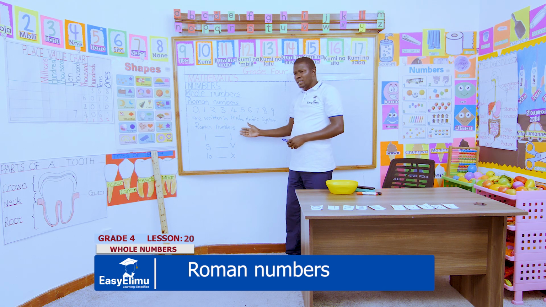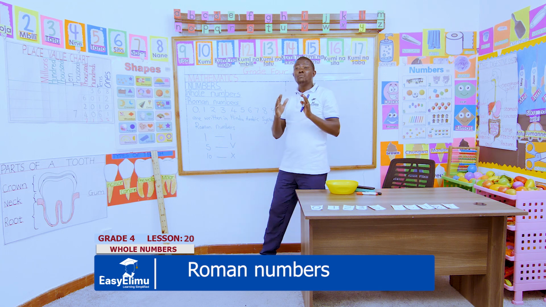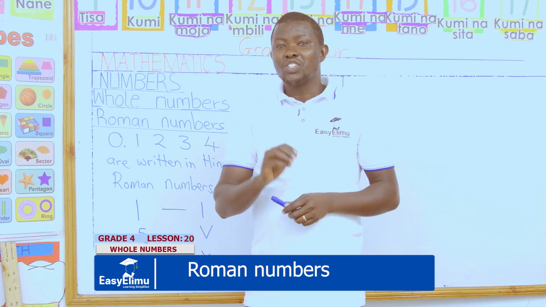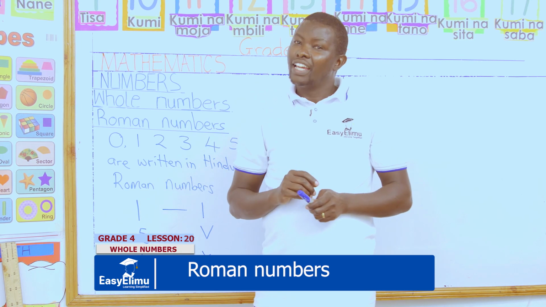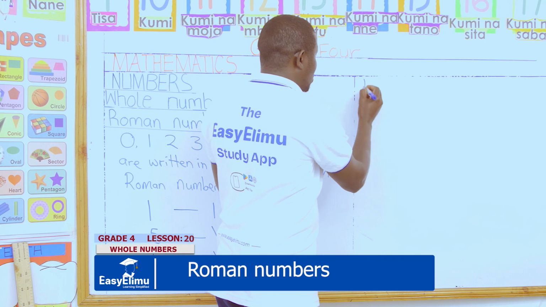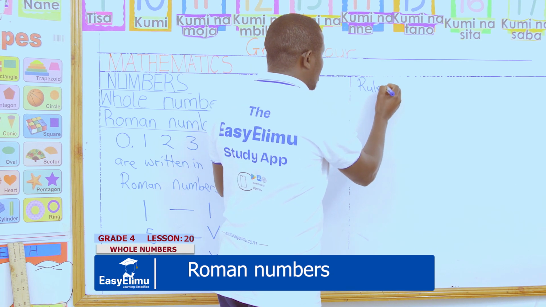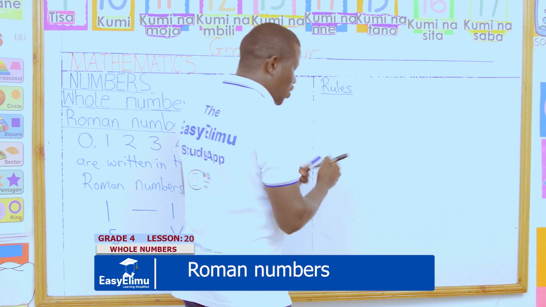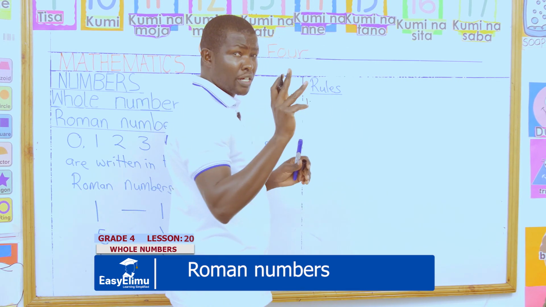Now, for you to write the other numbers in Roman number system, they came with steps that you have to follow. There are rules that you have to follow so that you can write the numbers in a Roman system. And these are the rules to follow. They came with only 3 rules.